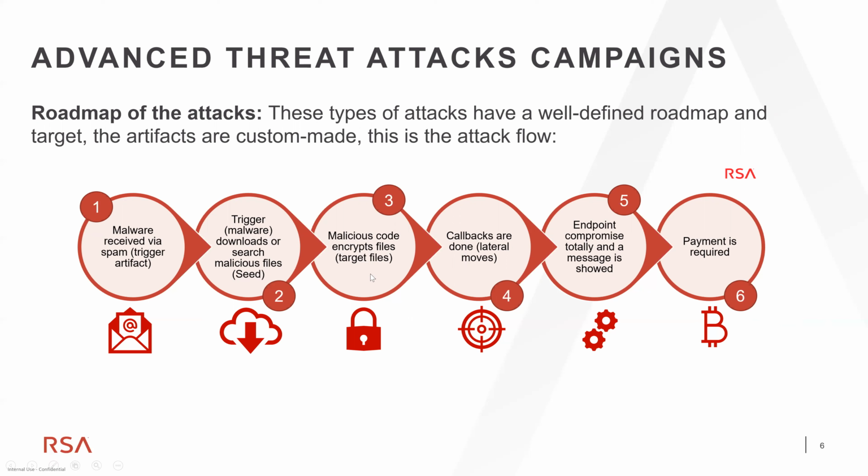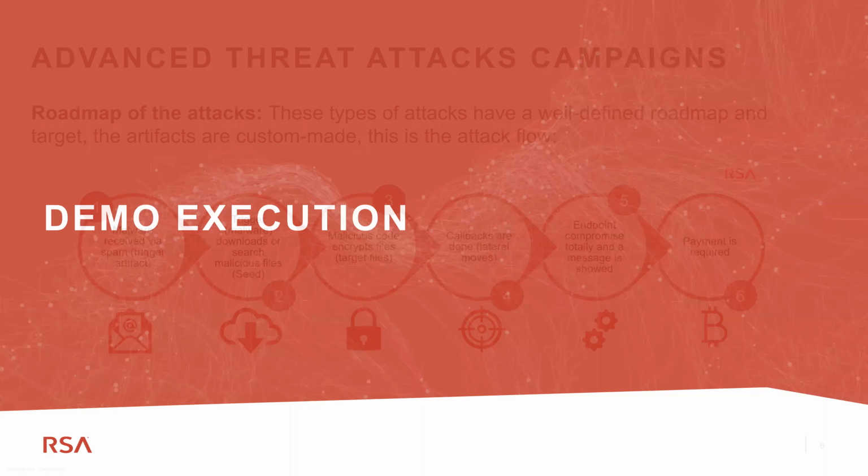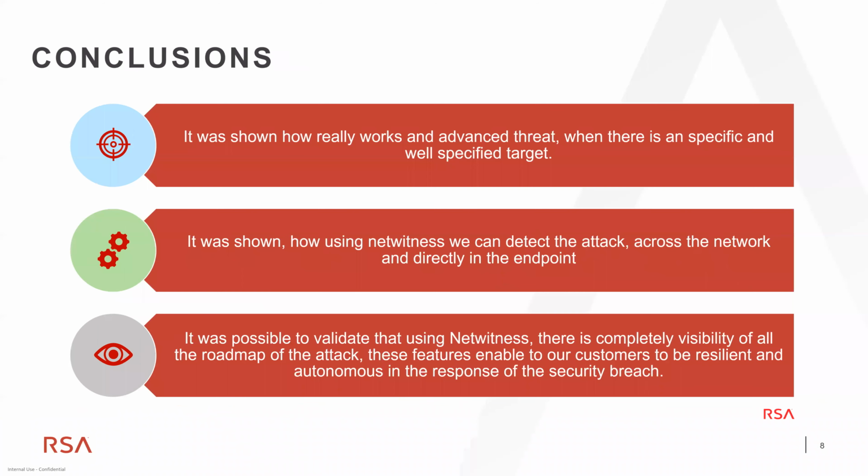Normally it has a very specific target when you find this kind of attack in your network. Then the callbacks are done, lateral moves are attempted, and then the endpoint is totally compromised, and a message is shown requiring the payment. This is the roadmap of the attack that we are going to see in this demo. So let's go to the demo execution.